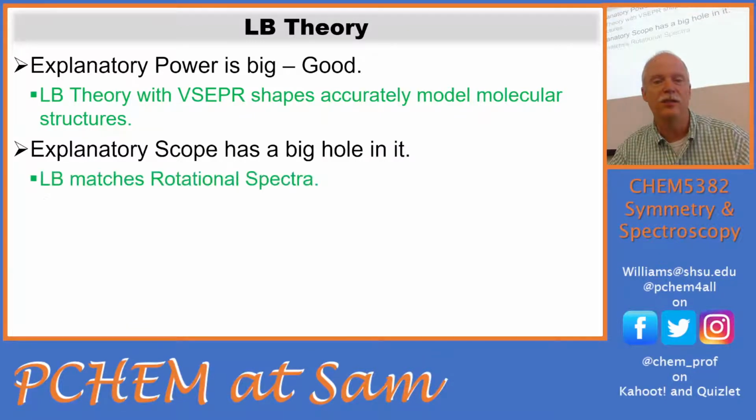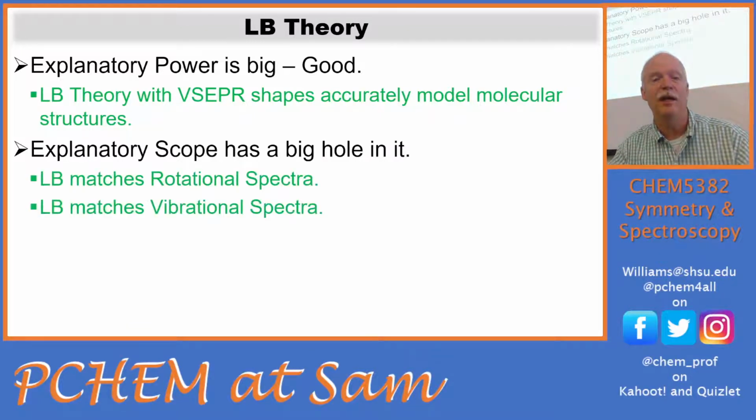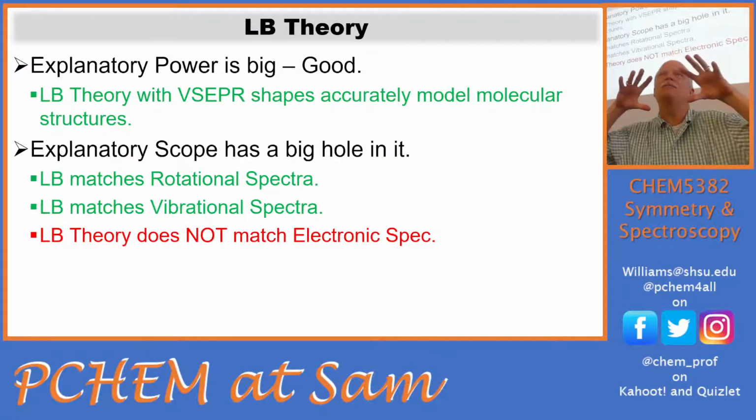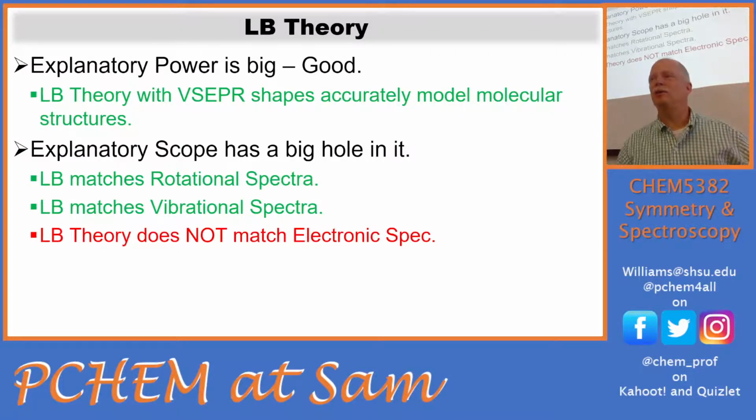Okay. Its explanatory scope has a big hole in it. It matches rotation and vibration, but it does not match electronic spectroscopy, which is a mystery to me because it supposedly uses an incorrect theory on electronic structure to come up with accurate shapes. That's so weird. And I guess, what is the valence shell electron pair repulsion theory doing?